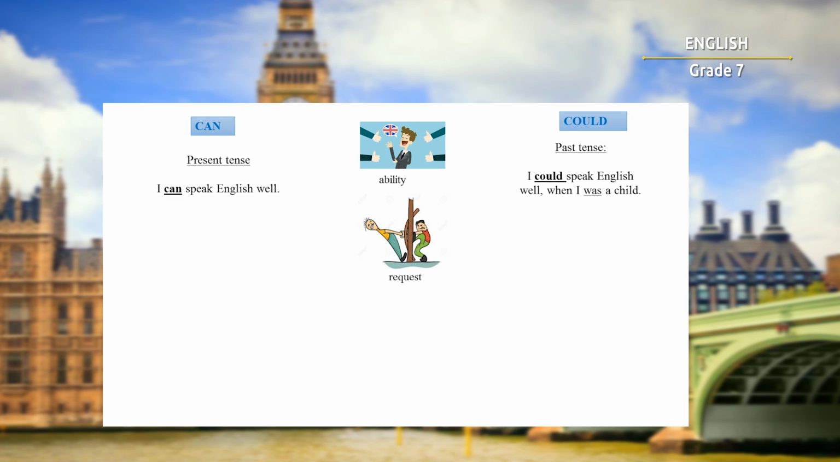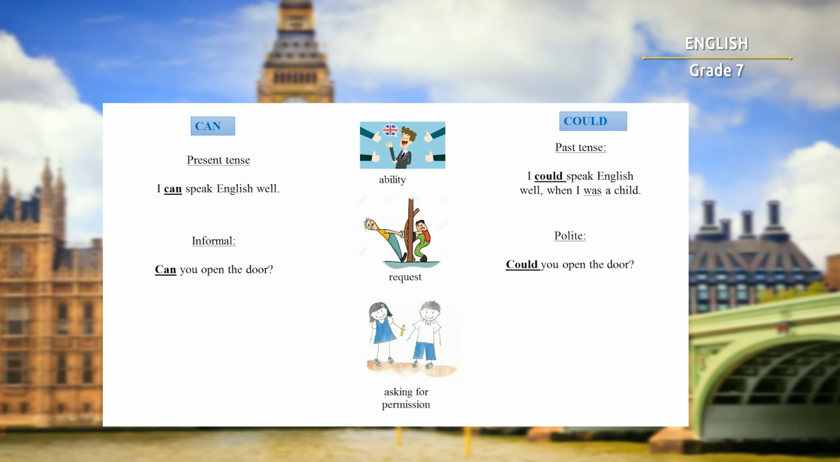The next case when we use can and could is when we have a request. Requests can be informal. For example, can you open the door? Or when we want to be more polite, we can say, could you open the door? We can also use can and could when we ask for permission. For example, in informal situation, you can say, "Can you give me your pencil?" But if you want to be more polite, you can say, "Could you give me your pencil?"